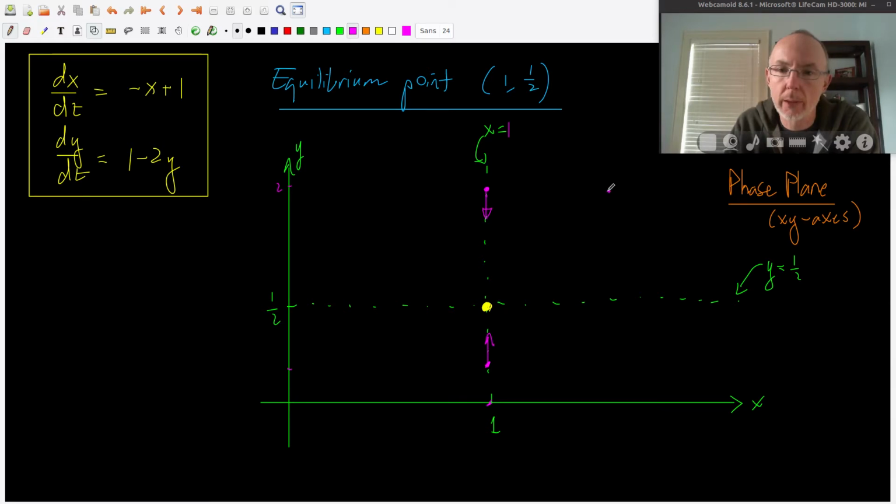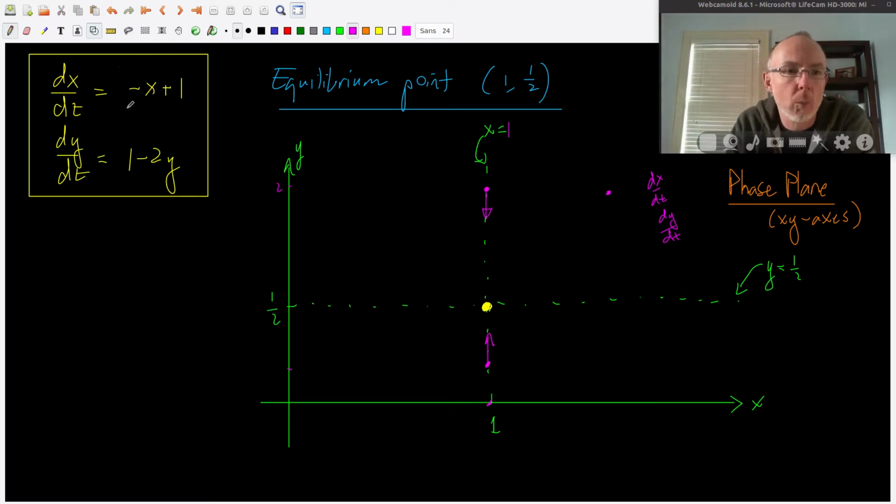Let's go to some point over here and think about what happens. If I'm sitting at a point over here, what happens to x? And what happens to y? So at this point, x is bigger than 1, because I'm to the right of that line, x equals 1. And y is bigger than a half because I'm above the line, y equals a half.